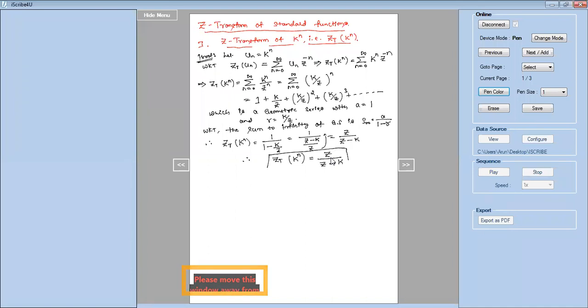So this is the z transformation of your first standard function, that is k power n. So this is how we can derive the standard formula for z transformation of the first function, that is k power n. A very important result here.